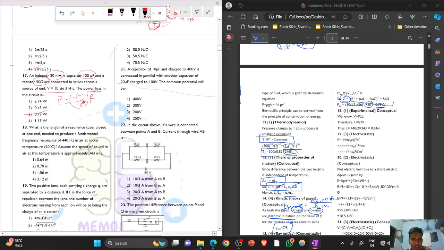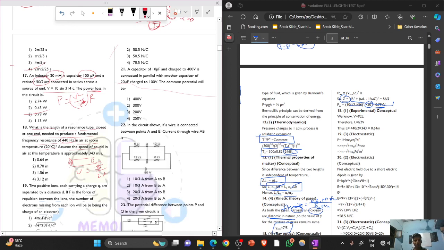Now moving ahead. What is the length of a resonance tube closed at one end needed to produce a fundamental resonance frequency of 440 Hz at room temperature? Assume the speed of sound. It is asking about the natural frequency, and it's a simple natural frequency formula. When one end is closed and the other is open, the frequency is given by F equals V upon 4L, where F is the fundamental frequency, and therefore you can calculate the length of the tube from here.